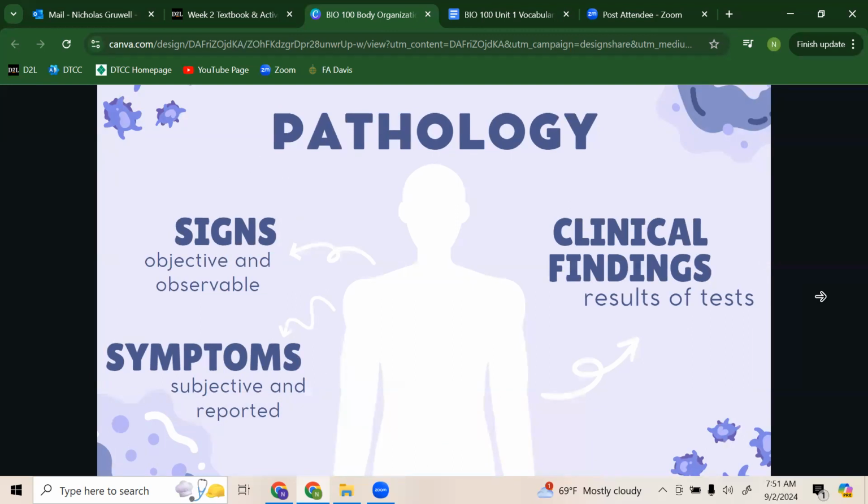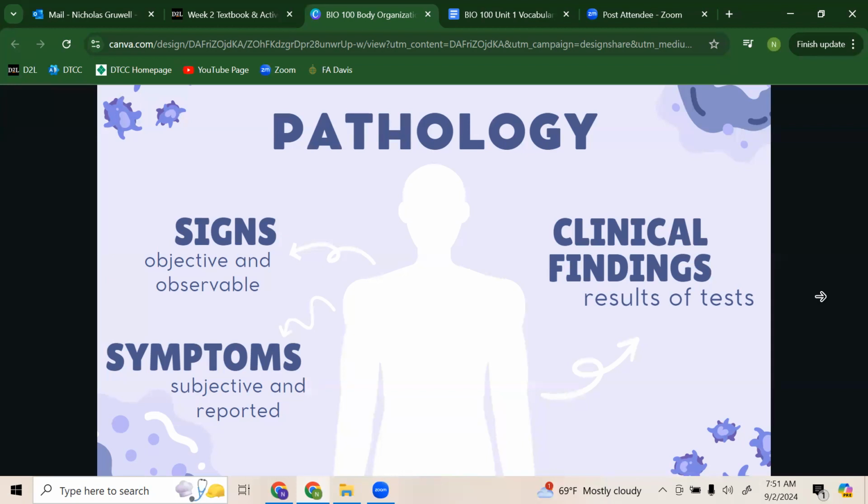Okay, let's talk about pathology for a second. Some different terms that you'll see associated with pathology are going to be your signs. These are going to be objective and observable. So these are going to be actual data and numbers based on what's going on with your patient. Your symptoms are going to be subjective and reported. So if they're saying, yeah, my nose has been runny, that could be a symptom. If you see that their nose is running, that's going to be a sign. So objective and observable, what's happening right in front of you, versus what the patient is saying to you.